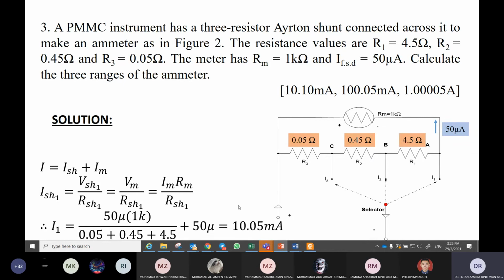R shunt 1 is equal to 0.05 plus 0.45 plus 4.5 ohm. And VM is equal to IMRM. So we substitute. IM is equal to 50 micro, RM 1K. So this is for I shunt 1, divided by R shunt 1. R shunt 1 is all the R. Plus this is IM, IM 50 micro, and we get this value.